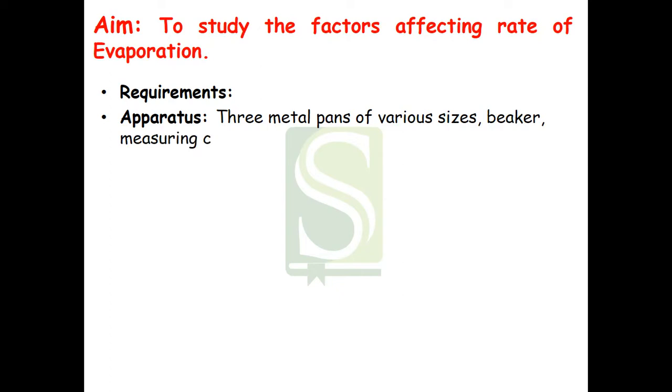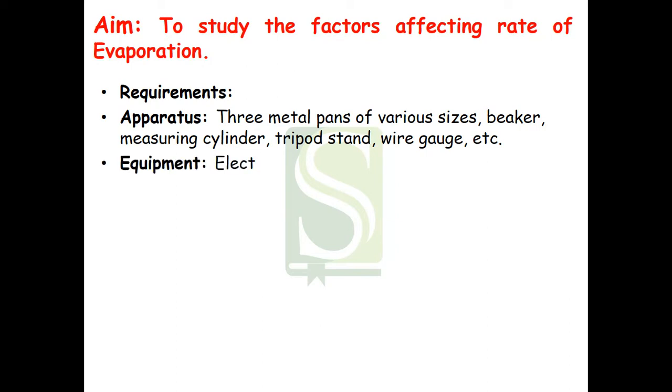So the requirement for this experiment is we require either three metal pans, or we are going to use three different size beakers, then measuring cylinder, tripod stand, wire gauze, etc. We will need electrical water bath, or we will just perform it using a burner. And in chemicals, we will require water and NaCl.